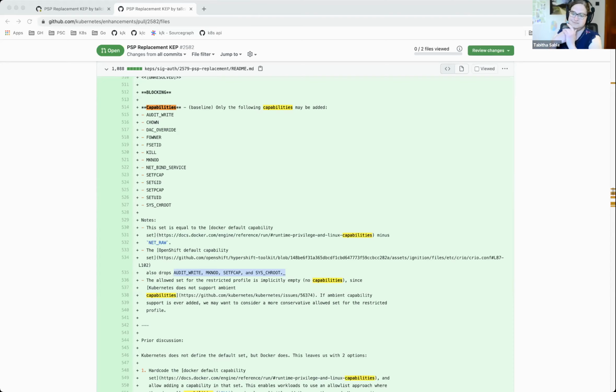So the other thing I wanted to clarify was, to Rita's point, requiring baseline to drop net raw would break a lot of workloads that might be considered baseline today. And so this is kind of going back to that default set. It's very different to say you're required to drop it versus we are not allowing you to add it back if it's dropped or if it's not provided in the default set, if that makes sense.